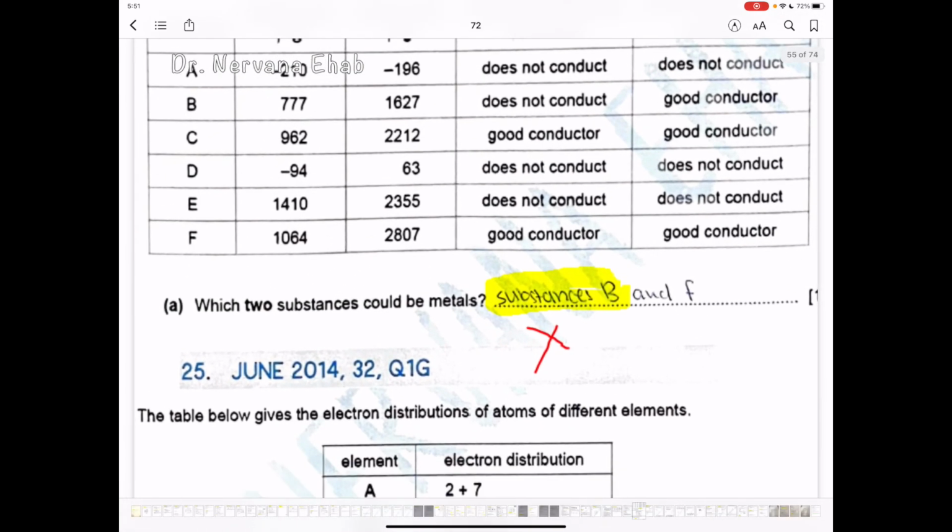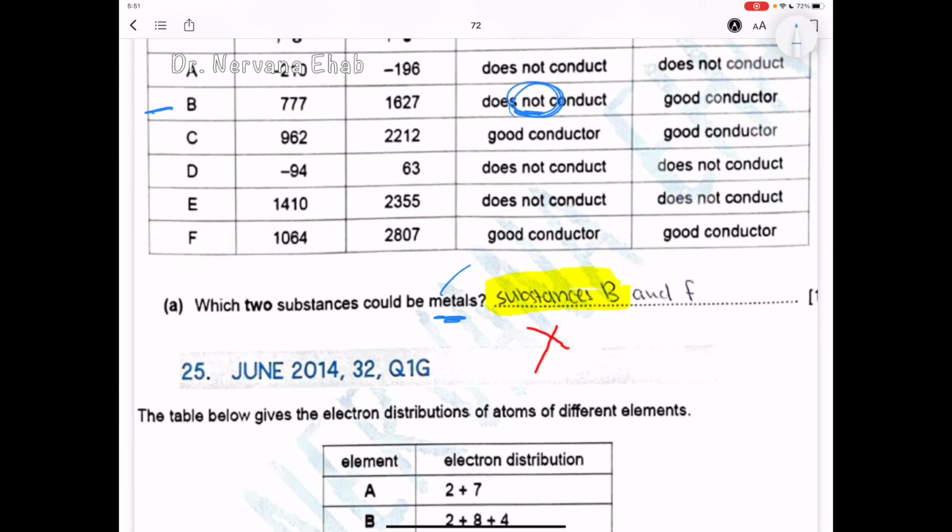This question says which substance could be metals. The student chose B. Now, B cannot be a metal because it does not conduct electricity. Metals always conduct electricity. They never are non-conductors. They always conduct electricity. So be careful with a question like that. If they're asking about a metal, it should conduct electricity in all states, whether it's a solid or a liquid. Always conduct electricity. And so you're going to choose C and F.